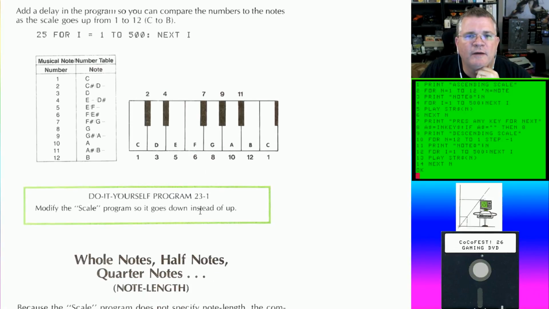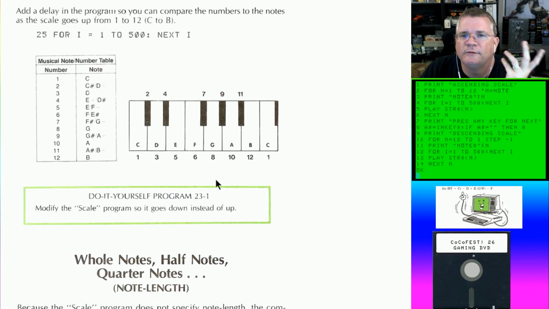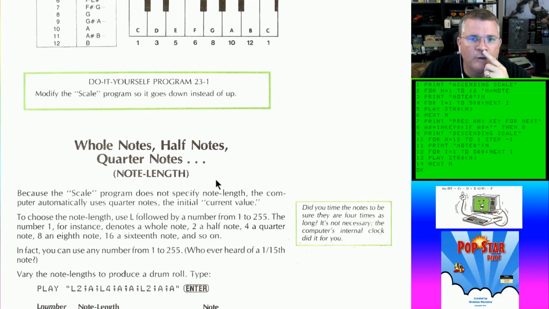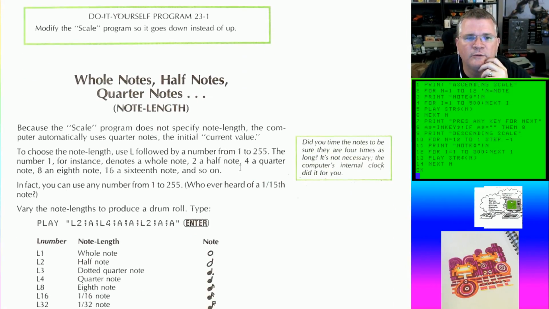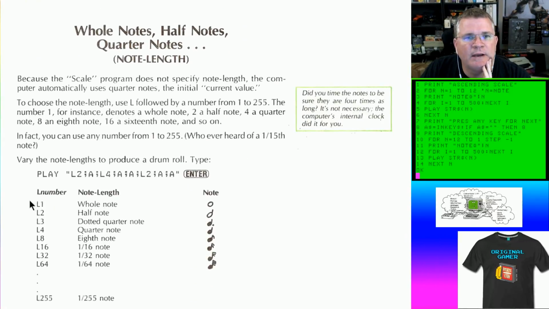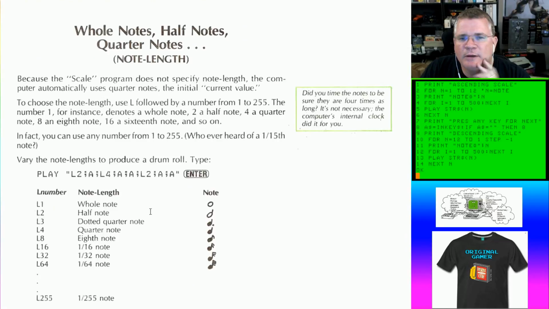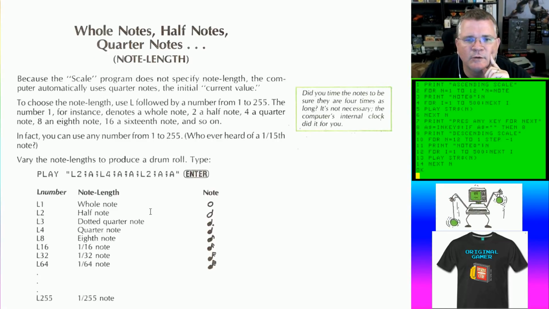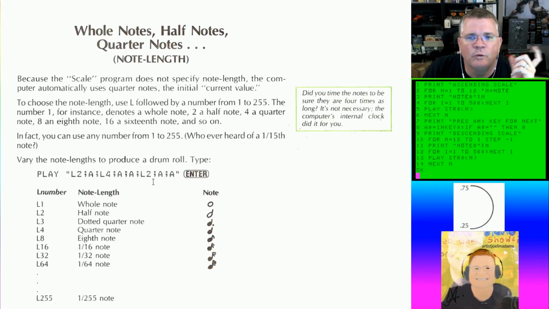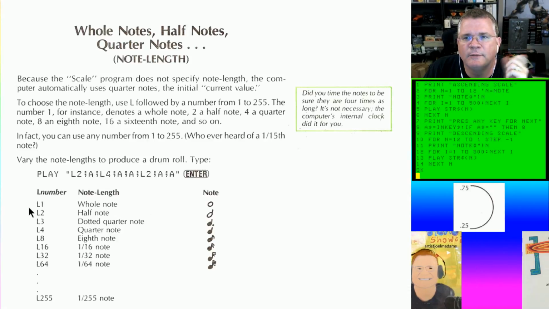And so it says modify the scale so it goes down instead of up. Now I kind of already did that in my little program. And now it gets into notes, half notes, and quarter notes by using the length command. And so here's where the length command factors into the length of a note. Again, I am not musically literate, so for those of you who are, this will make more sense. I am not going to attempt to teach you how music works, music theory, or anything else like that, because I don't know those things, but I will try to at least show you how this command works.